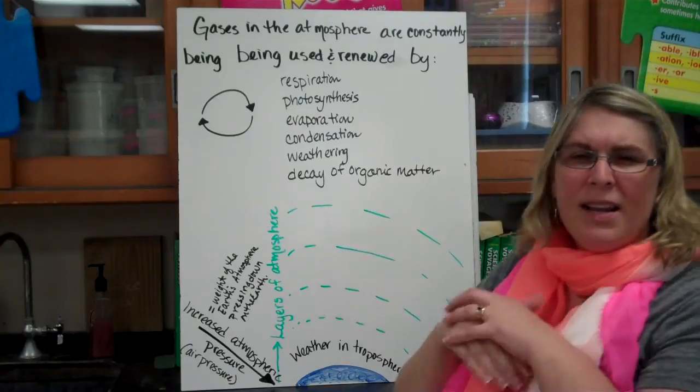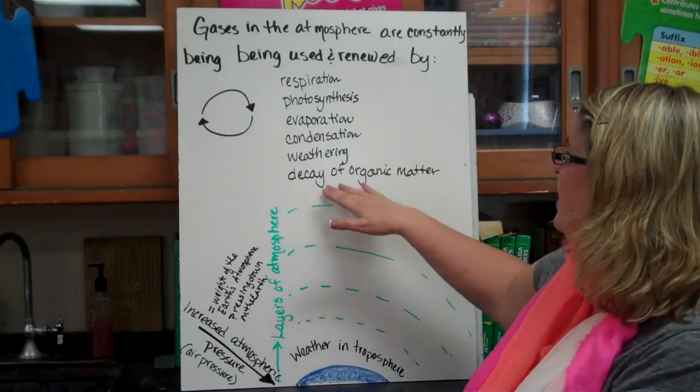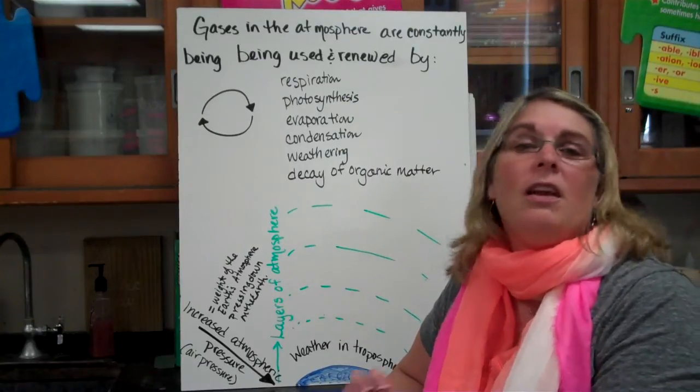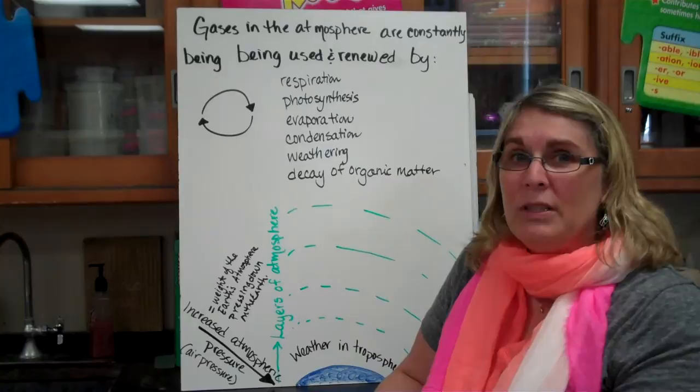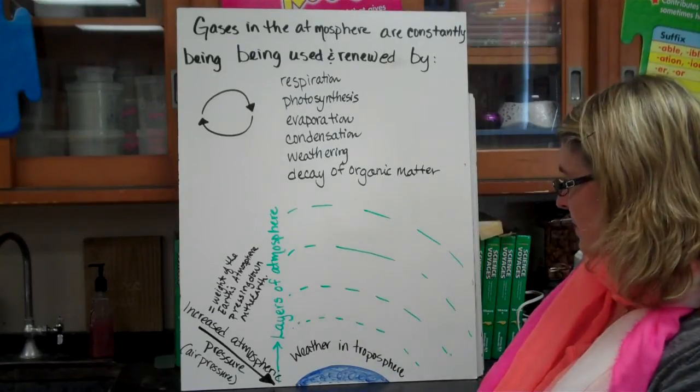Or weathering, and that's when rocks get smoothed down or sand gets blown around. Or decay of organic material, and basically, folks, that's like when a tree branch falls and it rots, or an animal dies and it decays. That's what decay of organic matter is.